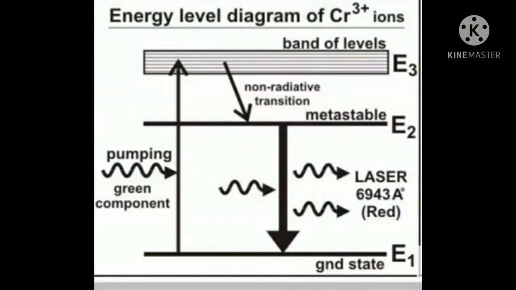There are some drawbacks of ruby laser as well. There are lots of points that I've already told you about ruby laser: that it is a 3-level pumping scheme, and that it absorbs only one component of white light, which is the green component, and the rest of the components of white light are wasted. So this is also a drawback. Let's study all the other drawbacks as well along with these two.